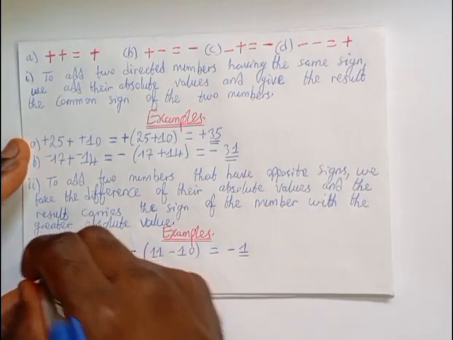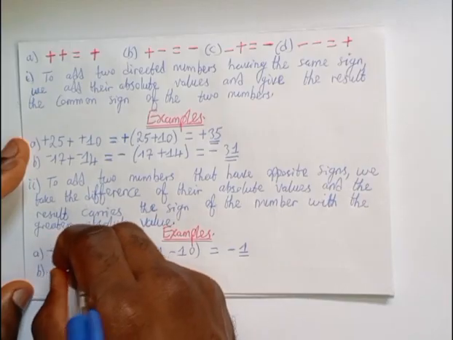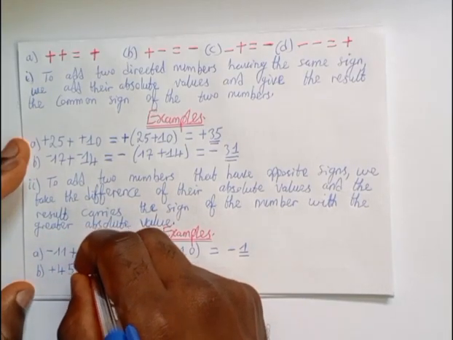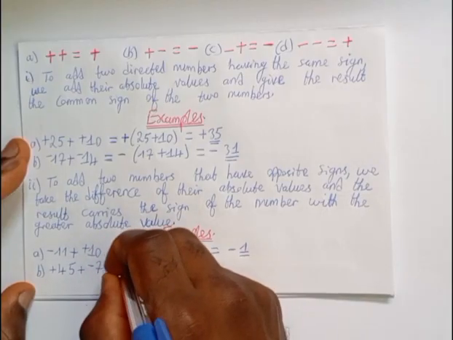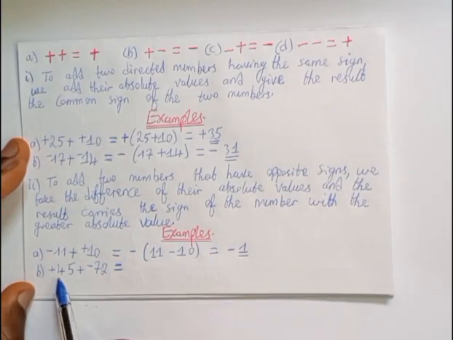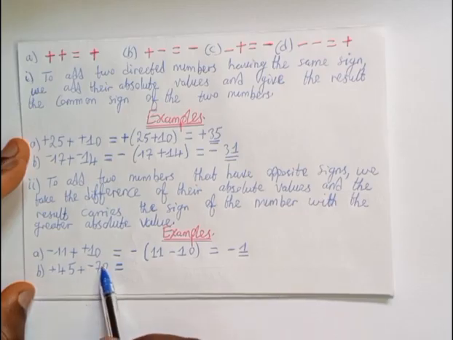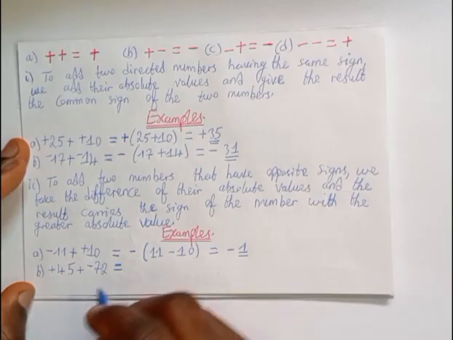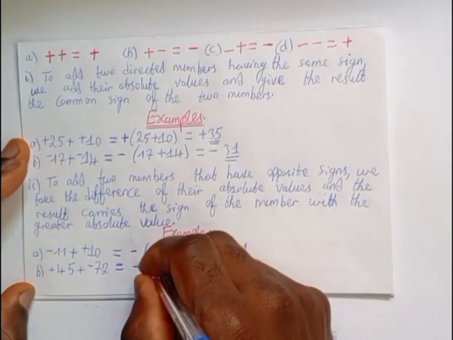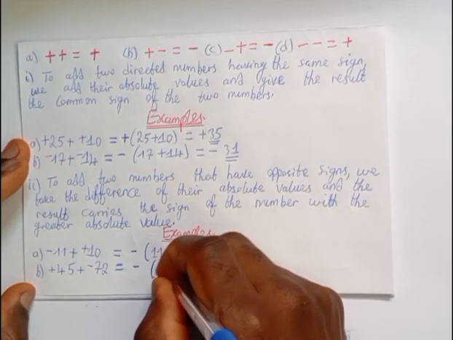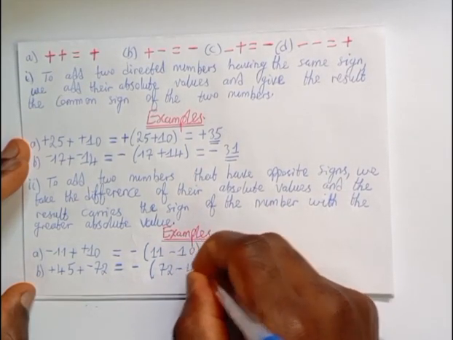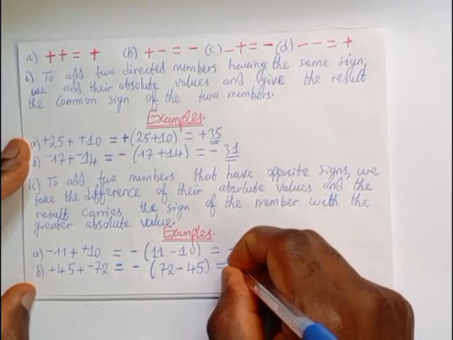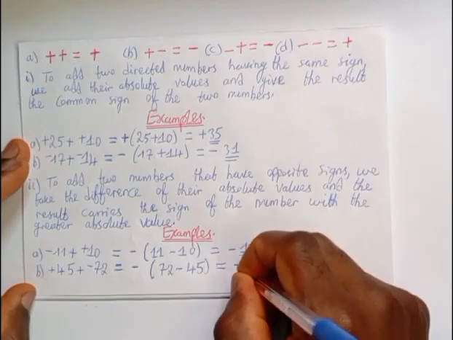We go to B. For B, we have positive 45 plus negative 72. This will simply be equal to, we have two numbers with different signs, positive 45 and negative 72. Taking the absolute values, we have 45 and 72. 72 is greater than 45. The answer will take the sign of 72, negative. Then we take their difference, 72 minus 45. And this will simply be equal to negative 27.